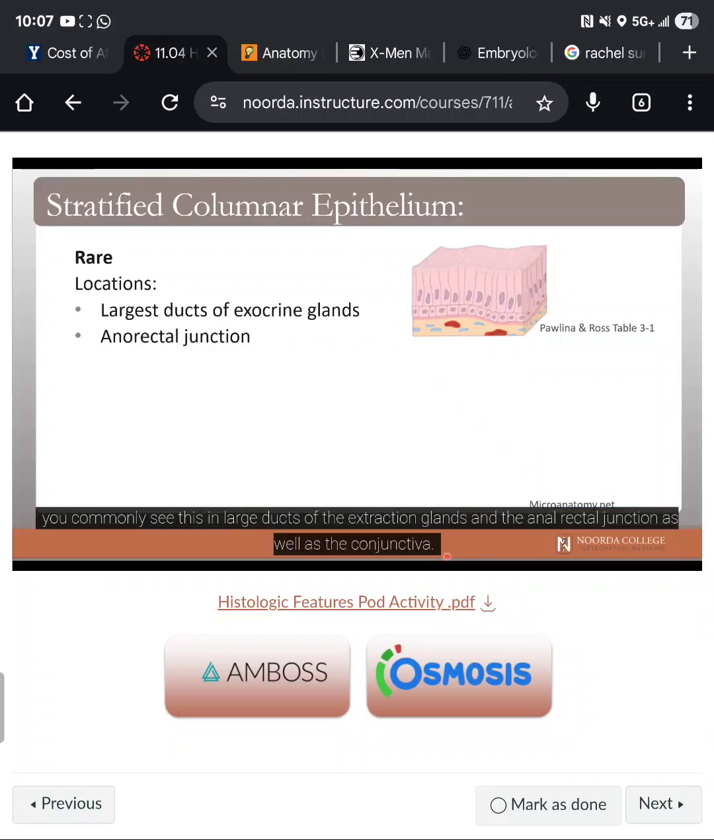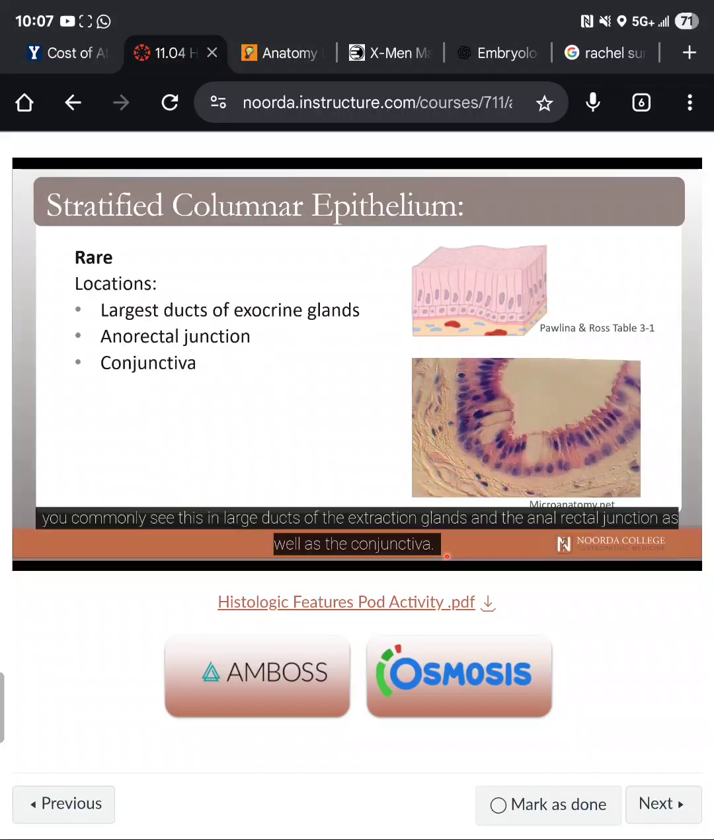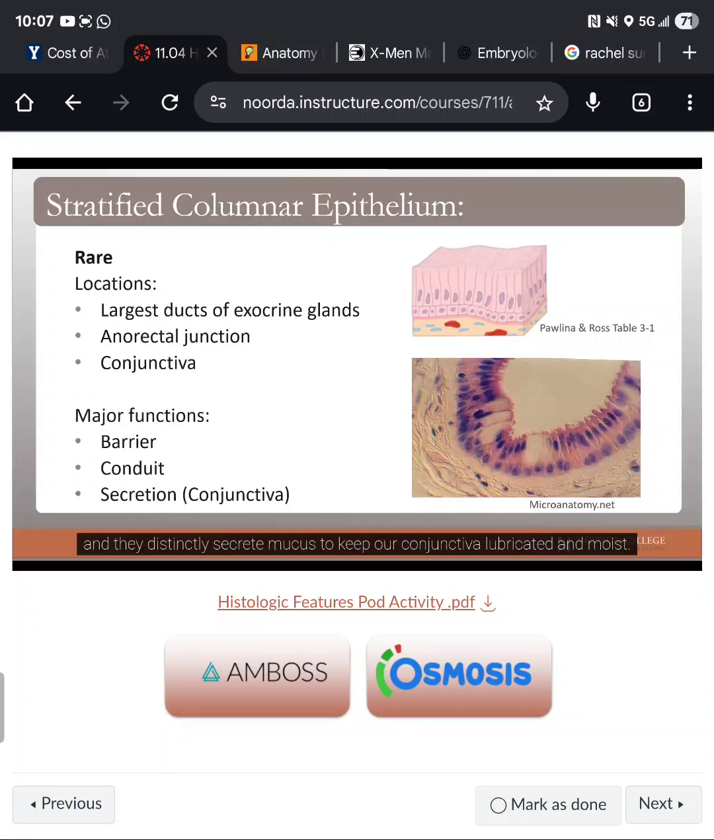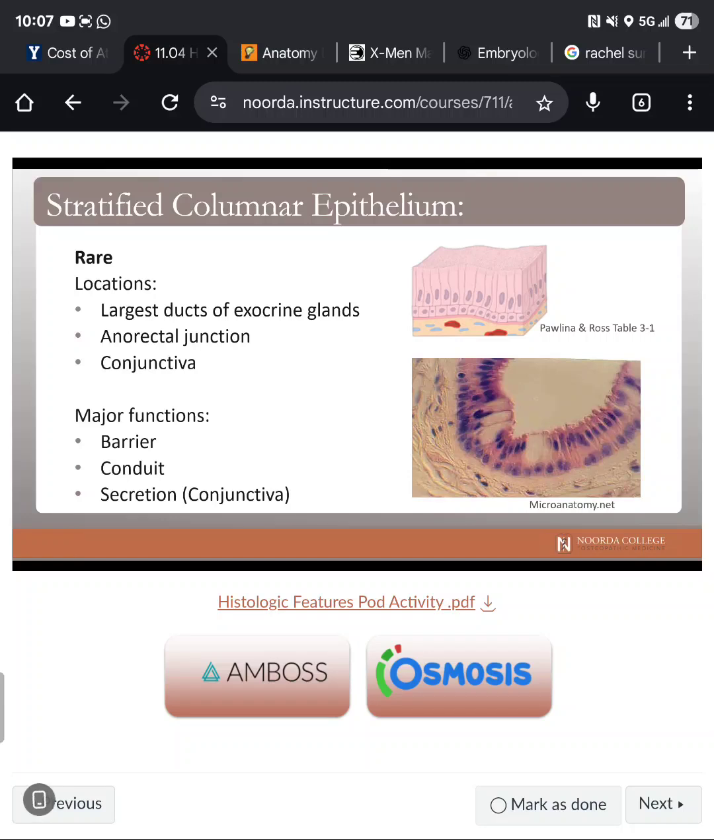You commonly see this in large ducts of the exocrine glands and the anorectal junction, as well as the conjunctiva. Now, in the conjunctiva, you see these specialized cells here, what we call goblet cells, and they distinctly secrete mucus to keep our conjunctiva lubricated and moist. But overall, if you're seeing them in ducts, think about conduit function.